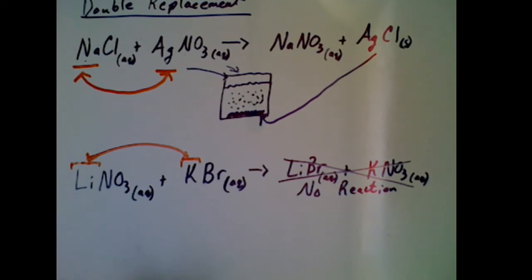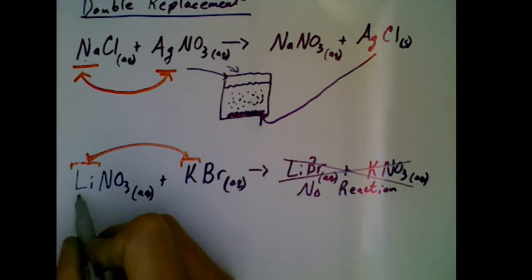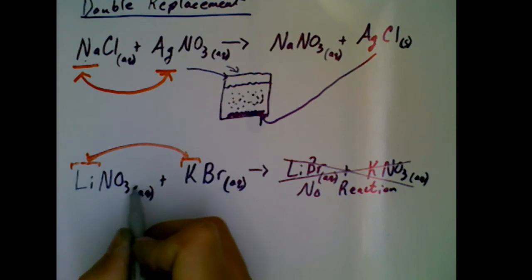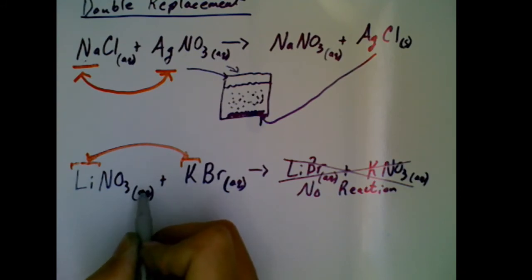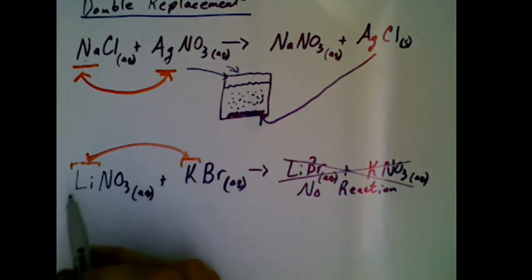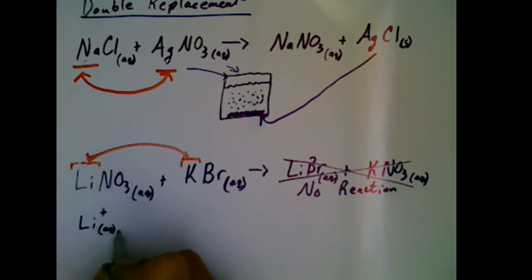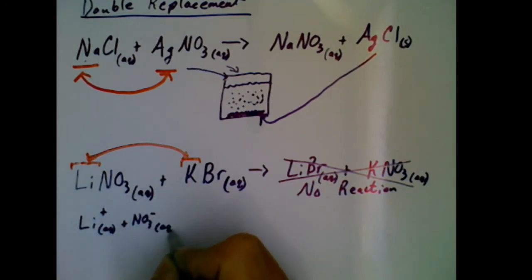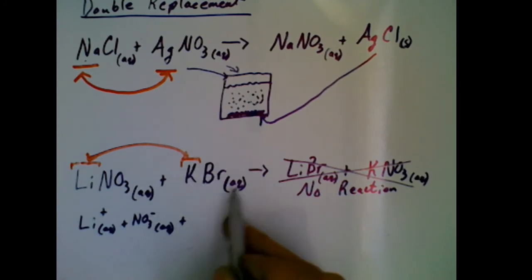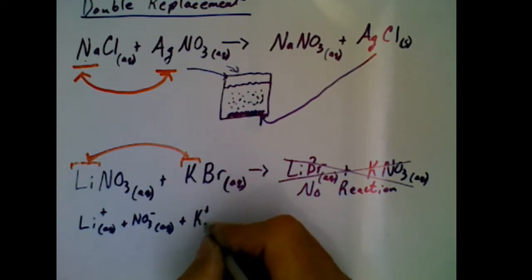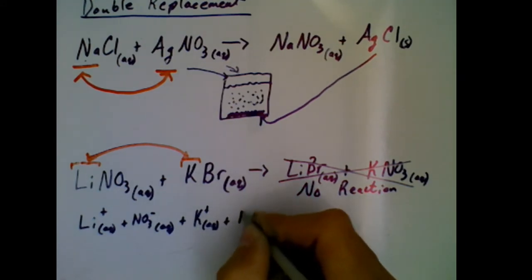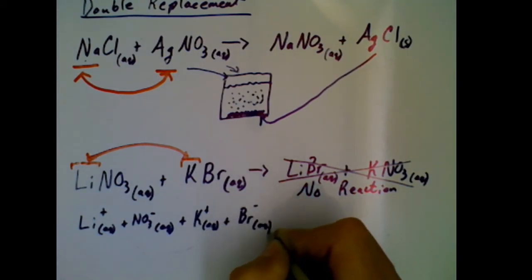So your question may be why? Why does nothing actually take place? Well, it's important to understand what that aqueous means. Remember from dissociation that aqueous means the ions have been split apart from each other. So when I write LiNO3, what I'm really saying is Li plus aqueous, NO3 minus aqueous. KBr aqueous is the same as saying K plus is dissolved and Br minus is dissolved.